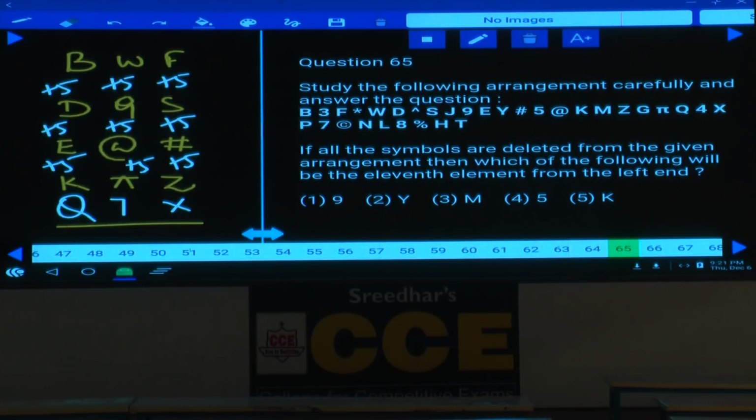Then question number 65. If all the symbols are deleted from the arrangement, then which of the following will be 11th from the left hand? 11th from the left hand without the symbol. Start counting. 1, 2, 3, 4, 5, 6, 7, 8, 9, 10. Now the 11th element is 5. That is choice 4. Done with this? Now this is about paper number 99, question numbers 31 to 65.